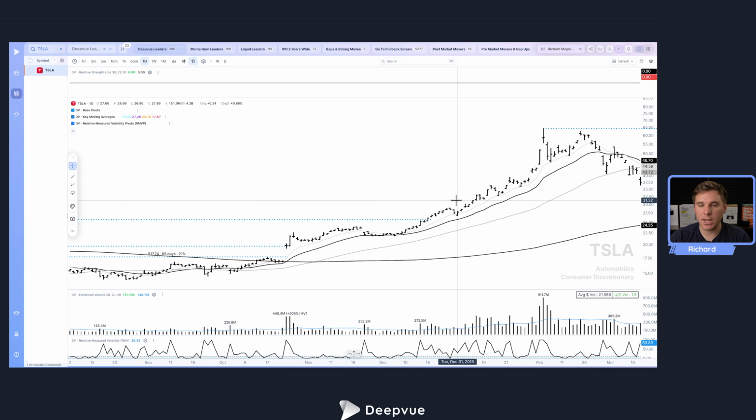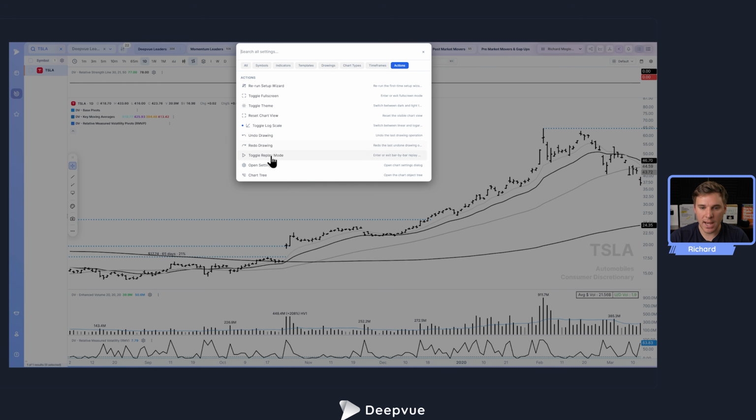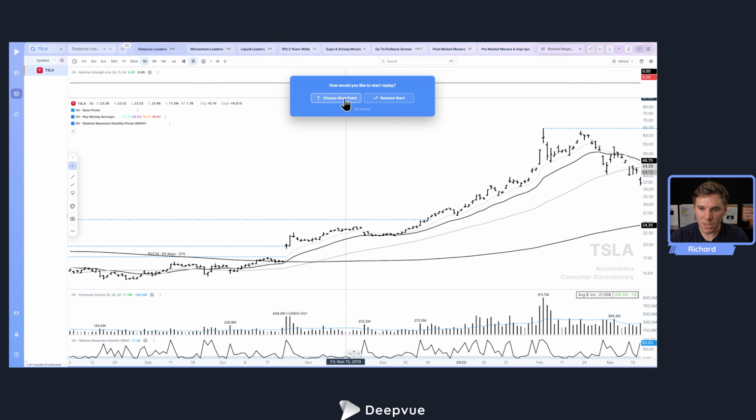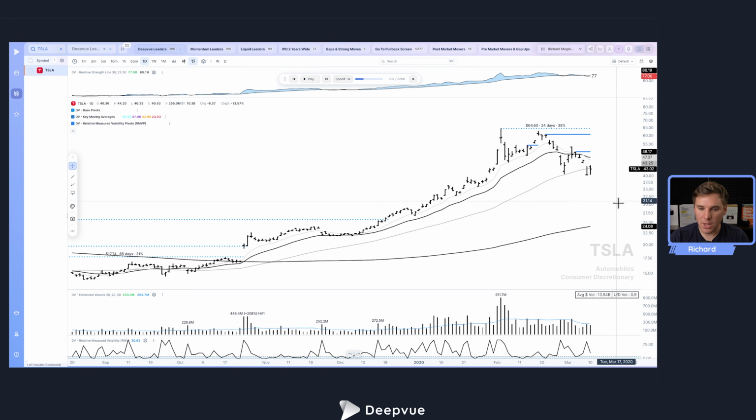But let's actually couple this with the replay feature so we can trade this as if it was real time. So to activate the replay feature, what you want to do is right click on your chart, go to actions, and go to replay. Or alternatively, you can go to the Omni search right here, give that a click, go to actions, and then replay mode. Let's choose a start point here, right here where the go-to feature let us off. All right, so now we're basically back in time and using the replay feature.